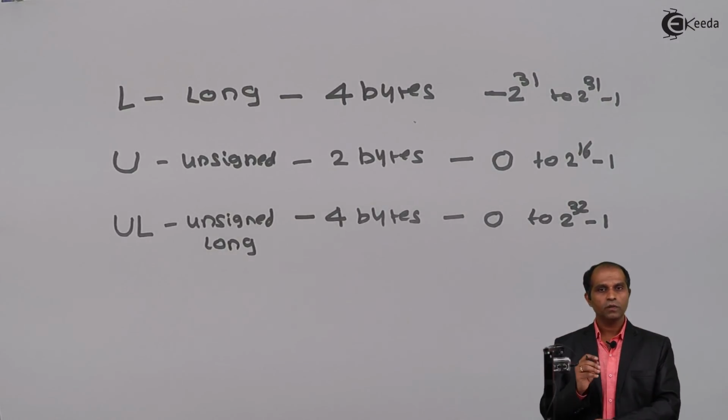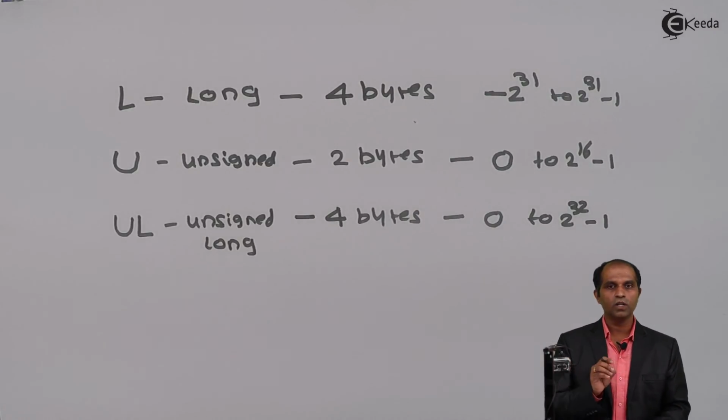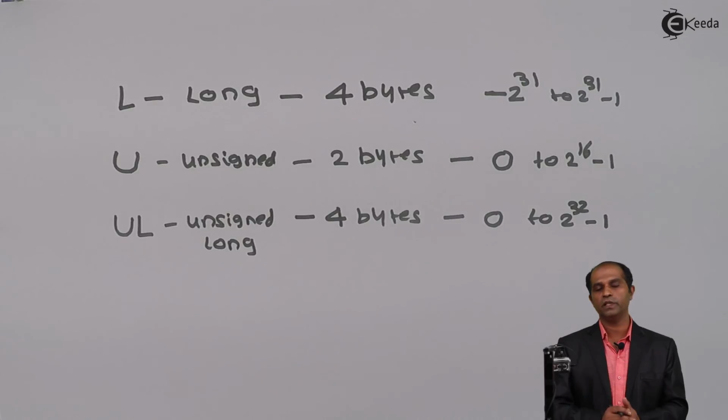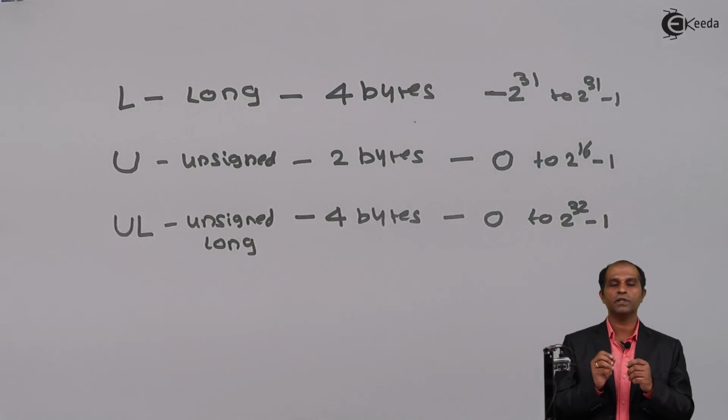So an integer constant is 2 bytes, unsigned is also 2 bytes. Long is 4 bytes, UL is also 4 bytes. But it is not just the memory size, it is the range of the numbers which makes a big difference with these characters. So the data modifiers or qualifiers are not going to modify the data, but they are going to modify the size in which it is stored.